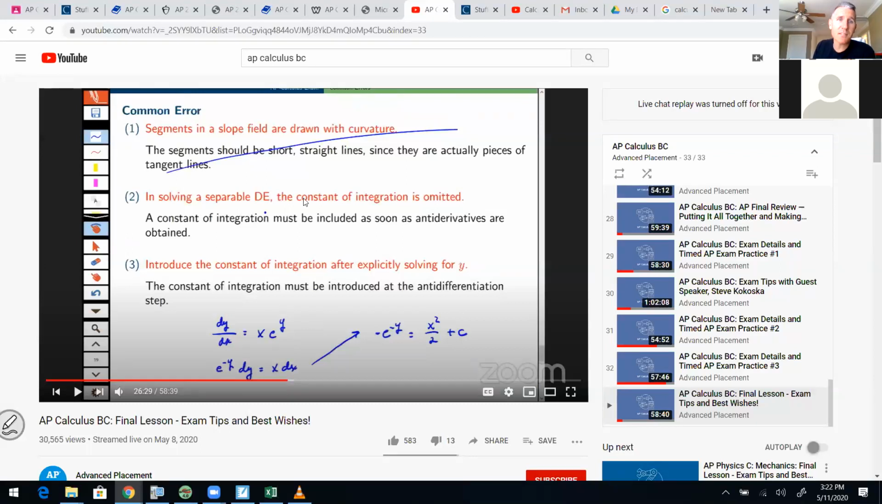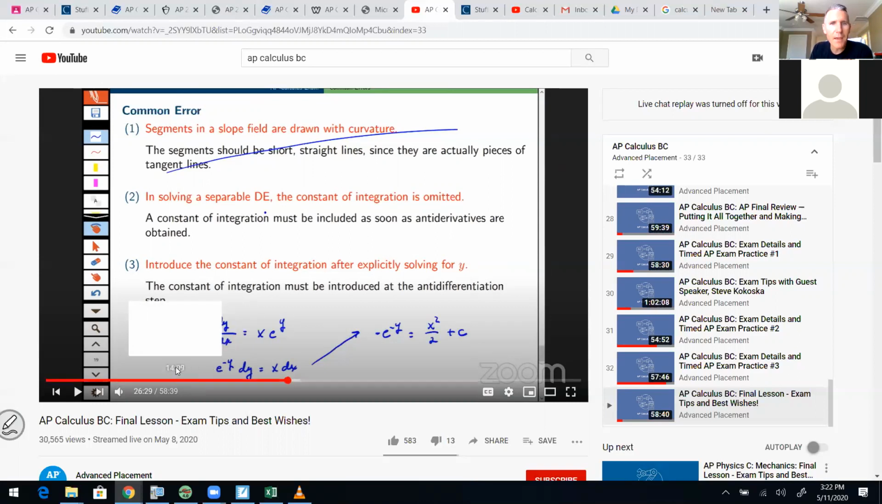But in solving a separable differential equation, the constant is sometimes omitted, right? So they forget the plus c that should be there. You have to have that. If you've seen some of the scoring guidelines for some of the past questions on the AP exams, if you don't have the plus c, the maximum you could earn is maybe 2 points out of the 5 or something like that. So you need to have that constant of integration.